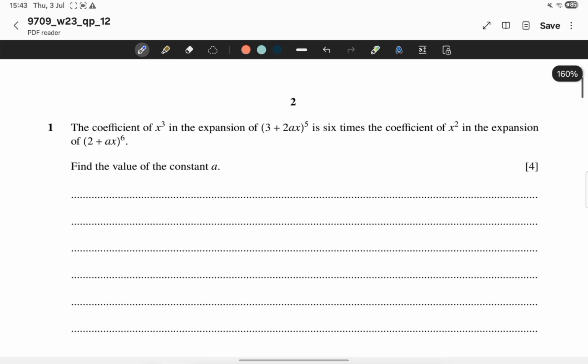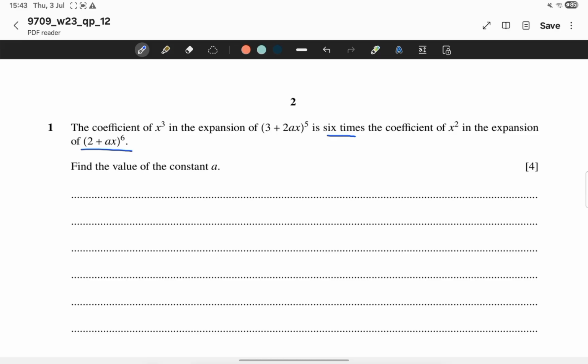The first question says the coefficient of x to the power 3 in the expansion of (3 + 2ax)^5 is 6 times the coefficient of x squared in the expansion of (2 + ax)^6, and we're being asked to find the value of the constant a.